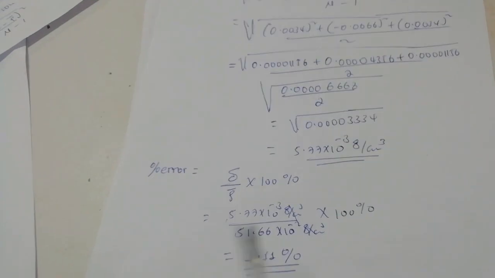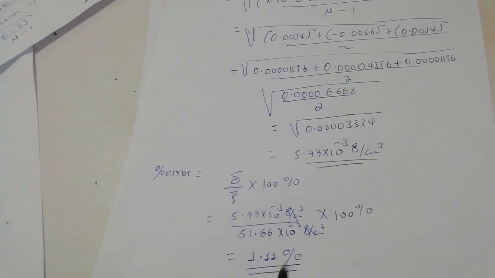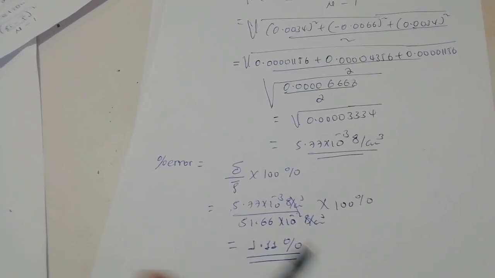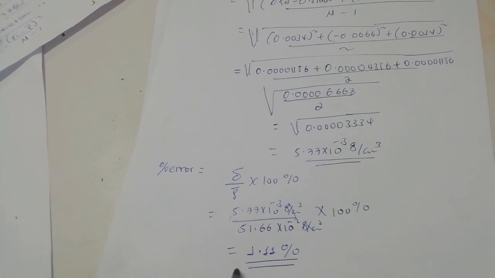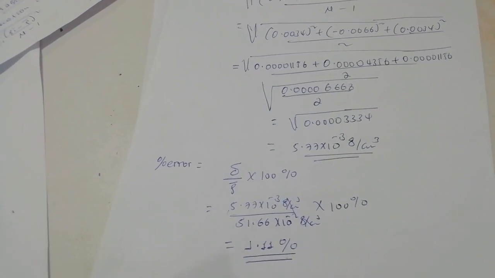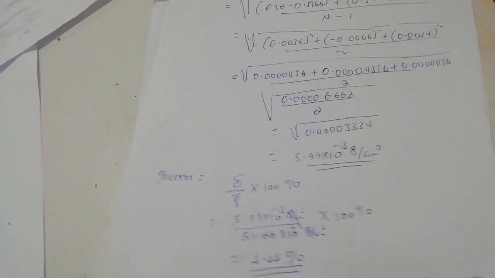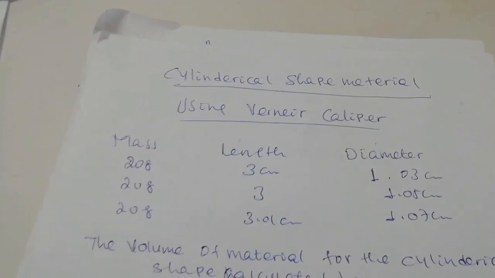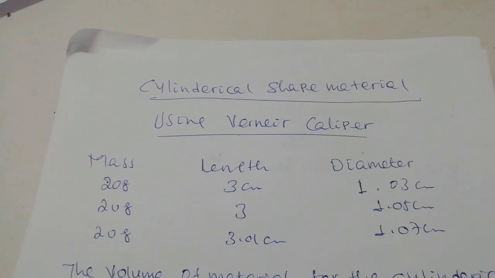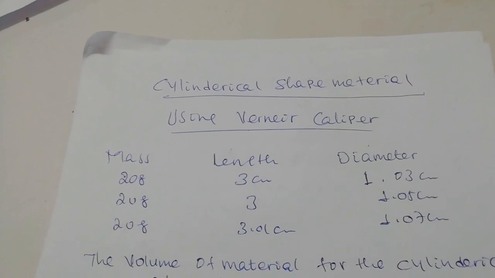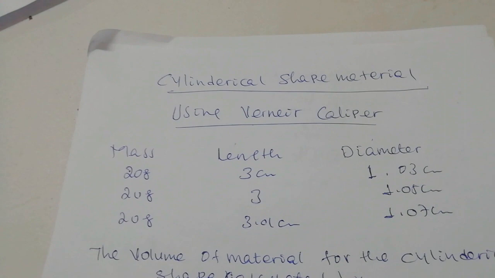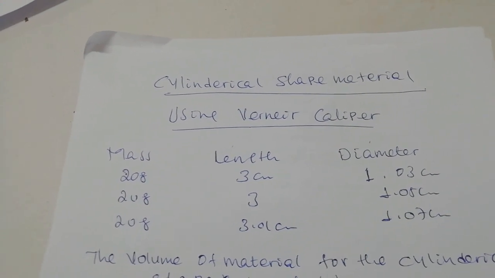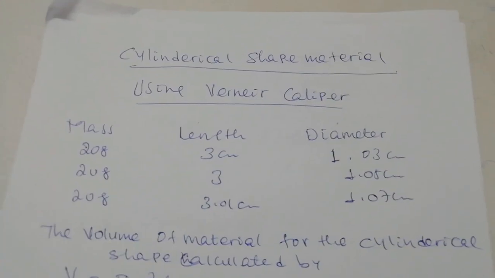You are going to use this same step for the vernier caliper, and you compare the percentage of error that you get with the meter stick and the vernier caliper. The second case is when you are using cylindrical shaped materials. For cylindrical shaped materials, as you know, we use the vernier caliper and the micrometer caliper to measure the bobs or cylindrical shaped materials.